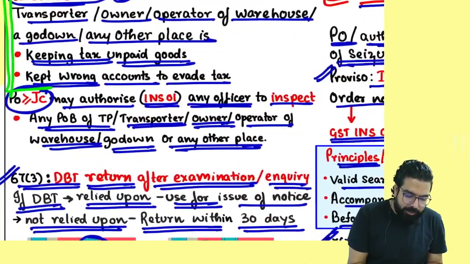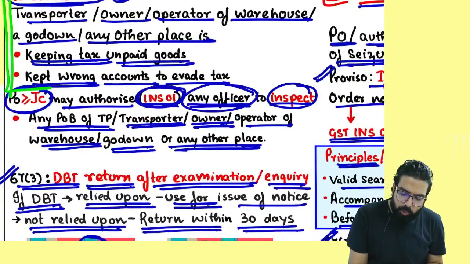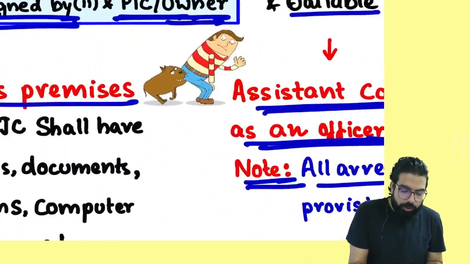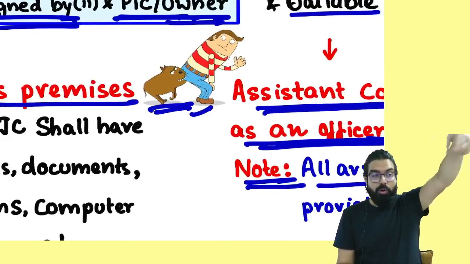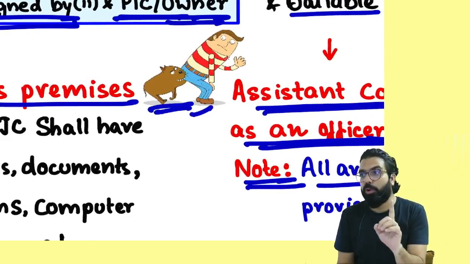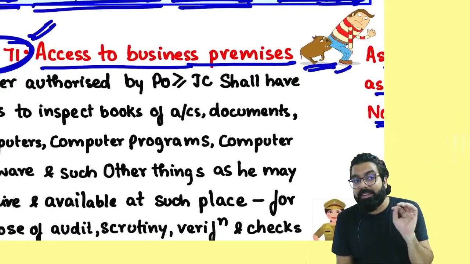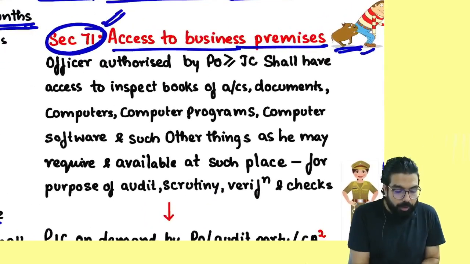Listen, the Joint Commissioner gave an INS 01 to another officer to come and inspect. When the officer came to your premises to inspect, you did not send your dog behind him, telling it to run behind him. Baba, don't do all this. Remember, when an officer is coming to your premises, he has access to your business premises. What are the things he has access to?